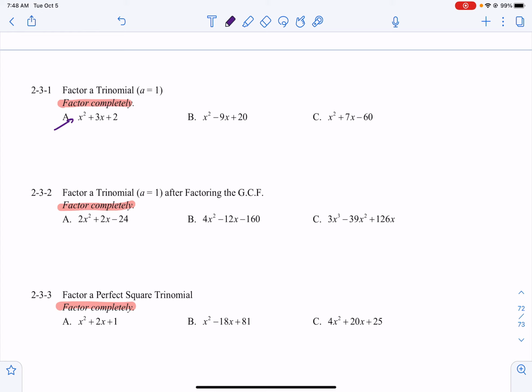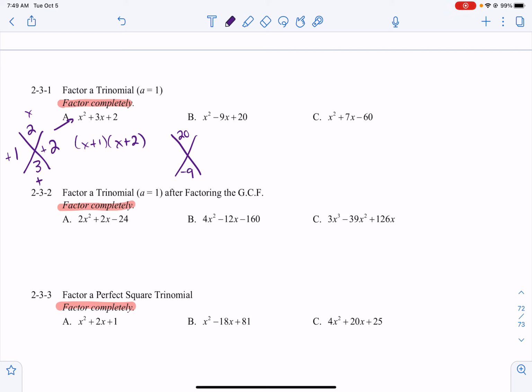So these are our big X problems. I'm looking for two numbers that multiply to 2 and add up to 3. That's nice because there's only one set of numbers that multiplies to 2, 1 and 2. And because I want them to end up at a positive 3, those are both pluses. So I get x plus 1 and x plus 2.